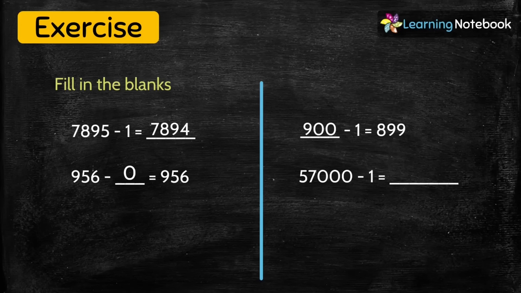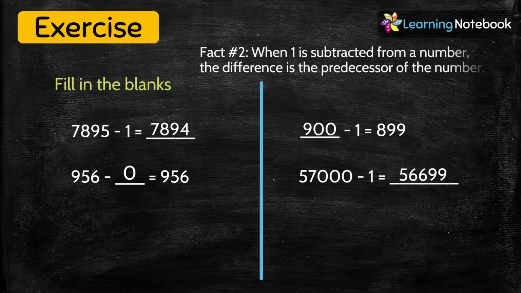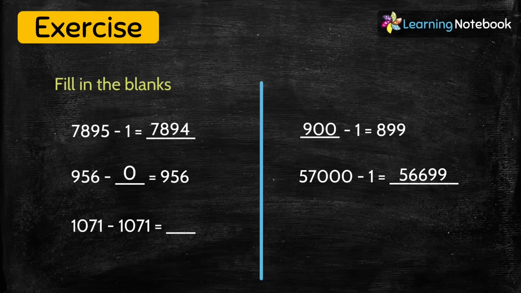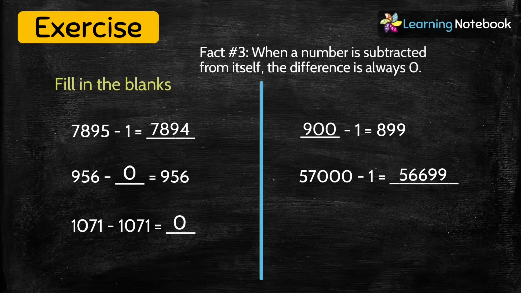Next question is 57,000 minus 1 equals dash. So we have to find predecessor here. So answer would be 56999. And the last question is 1071 minus 1071 equals dash. So answer is 0. Because according to subtraction fact number 3, when a number is subtracted from itself, the difference is always 0.